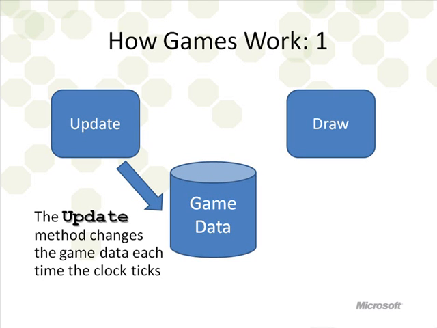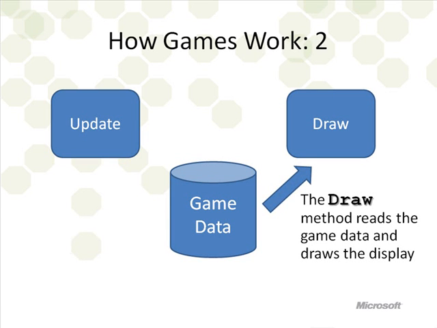So update's job is to update the game data each time the clock ticks. The draw method kind of reads that. That's a consumer of the game data, and it basically takes that data and it uses it to draw the picture. So it knows where you're looking from, where the camera is. It knows your viewpoint and what you can see, and so it provides a view of the game data for you to look at. So it's the draw method that lets you actually see stuff, and it produces the image that you get to watch.